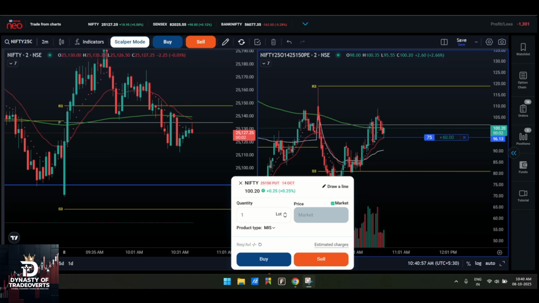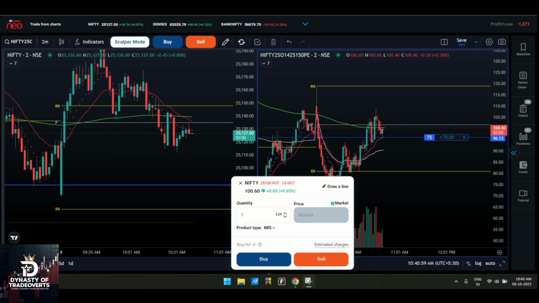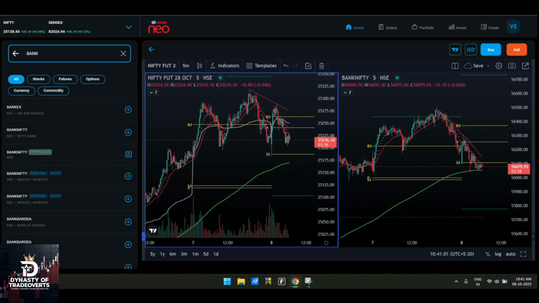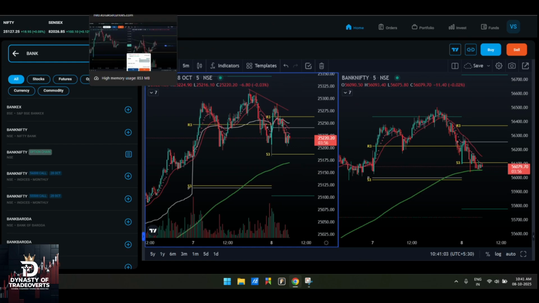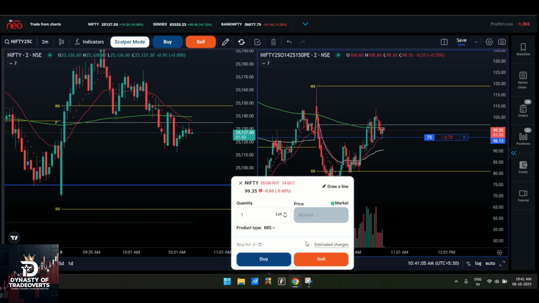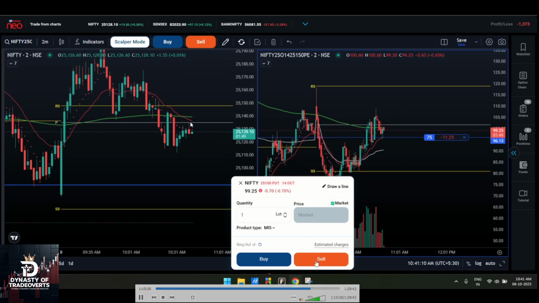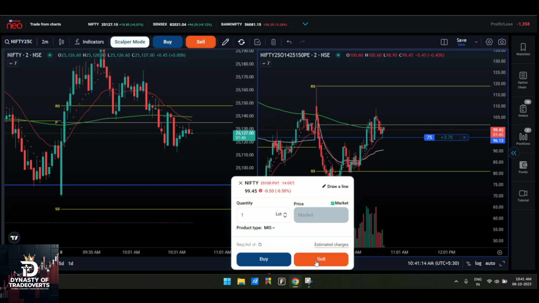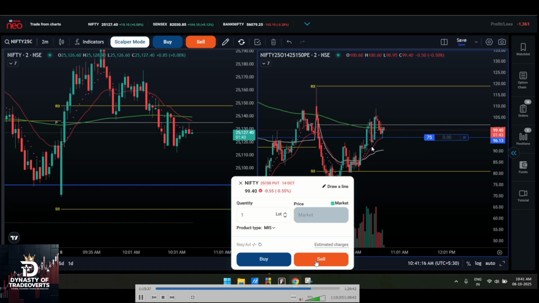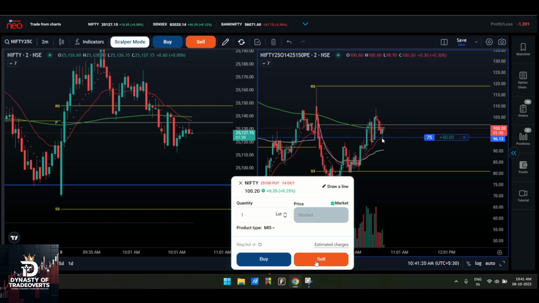See, all the way from 110, it came back to 95. Still I'm trying to hold on to this trade because in Nifty spot it is still trading below the 20 and 200 EMA. And this particular candle took a support from the 20 EMA in the option premium chart.